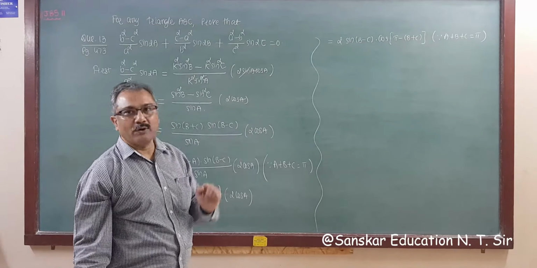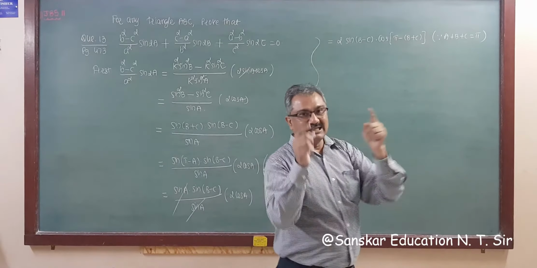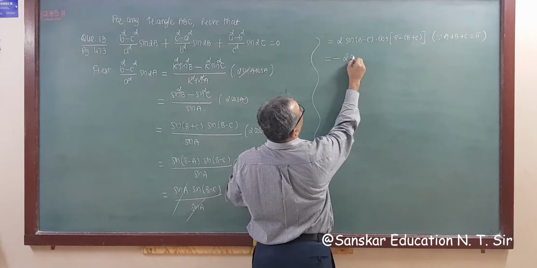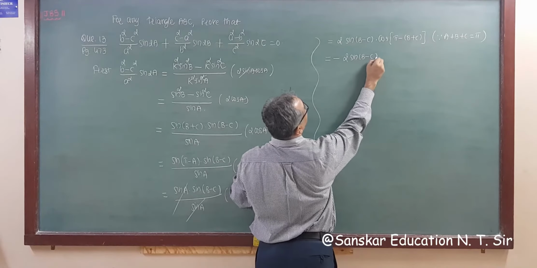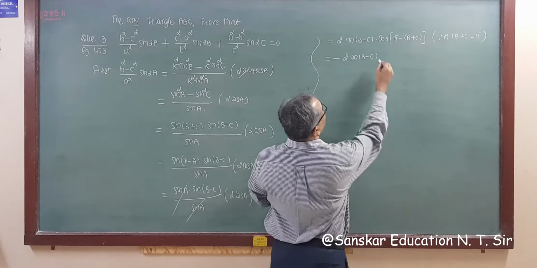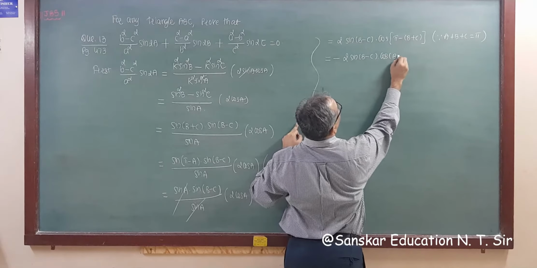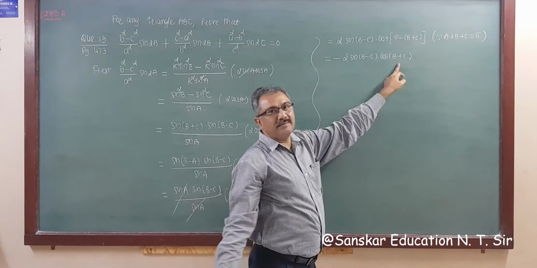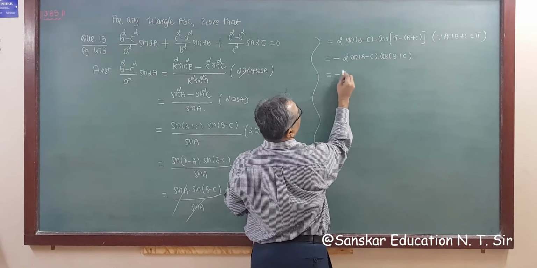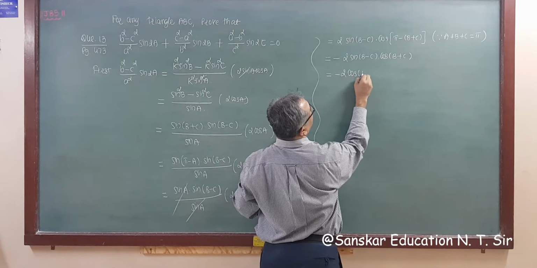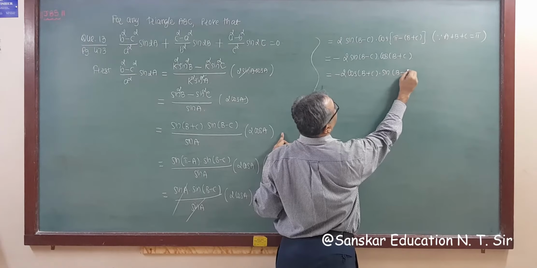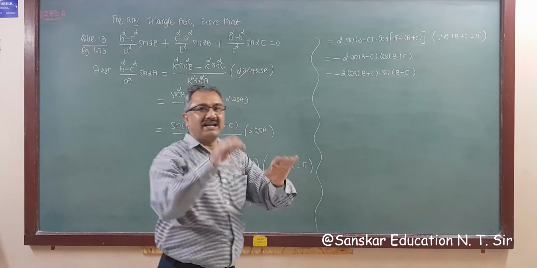Now cos pi minus theta is minus cos theta, so I am writing minus here. 2 sine b minus c, answer of this is minus, so I am writing minus. Cos theta is b plus c, so cos b plus c. This is the largest angle, this is smallest angle, so I am keeping this again for first. So this is cos b plus c into sine b minus c. So rearranging the term only.